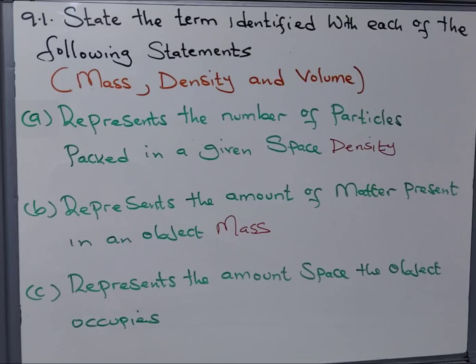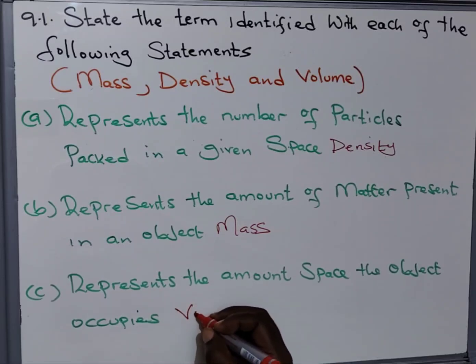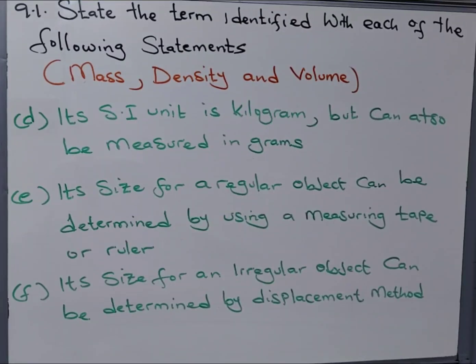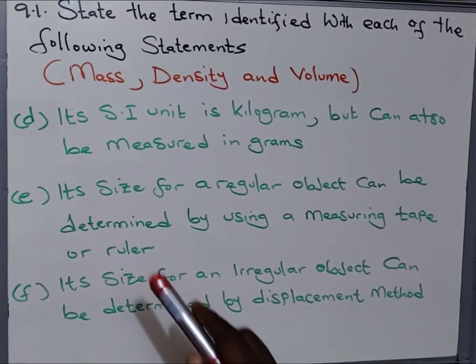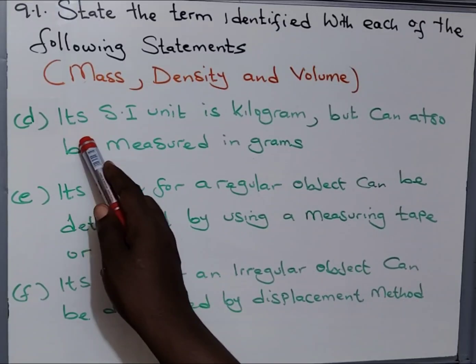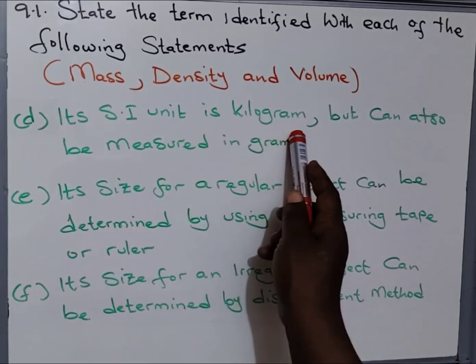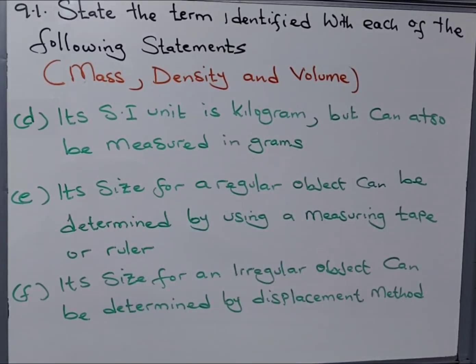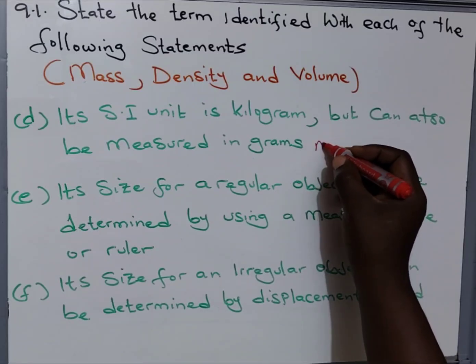Then we come to this one. Represents the amount of space the object occupies. That is volume. Volume is the space the object occupies. Then comes this one. It says that its SI unit is kilogram, but can also be measured in grams. What is that? That is mass.